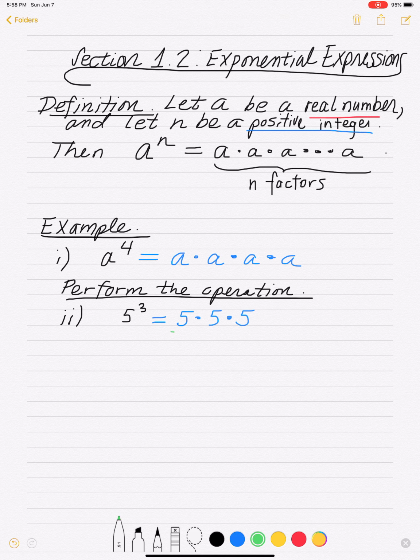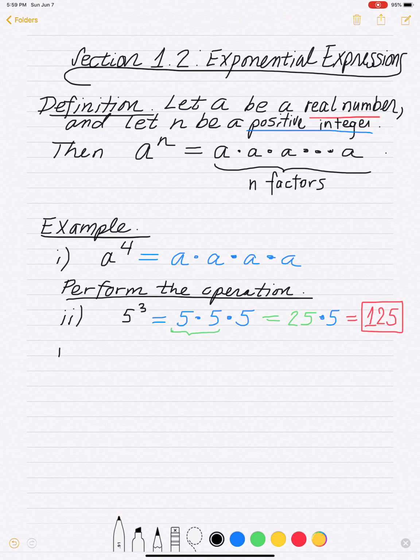What I can do is multiply the first 2 together. What's 5 times 5? That's 25. And let's not forget that we have an additional 5 on the end we haven't used up. Now we have to do 25 times 5. 25 times 5 is 125. All right, so that's 5 to the 3rd power, 3 copies of 5 multiplied together.